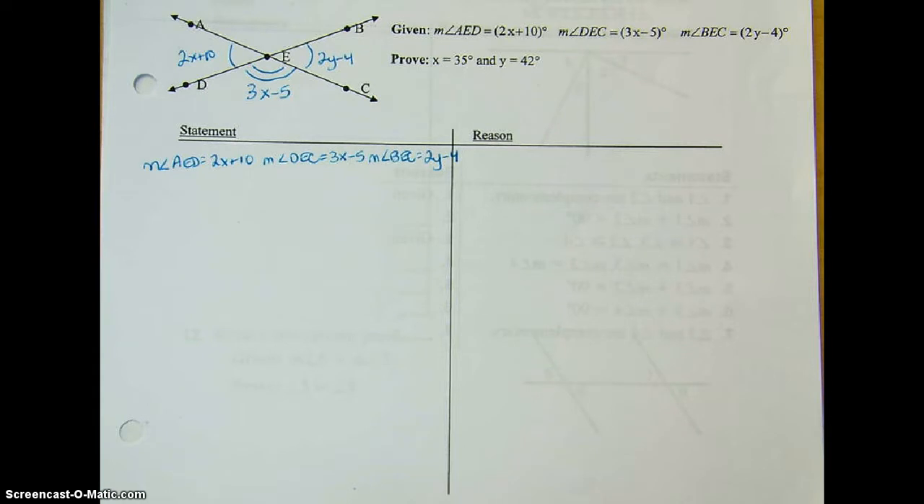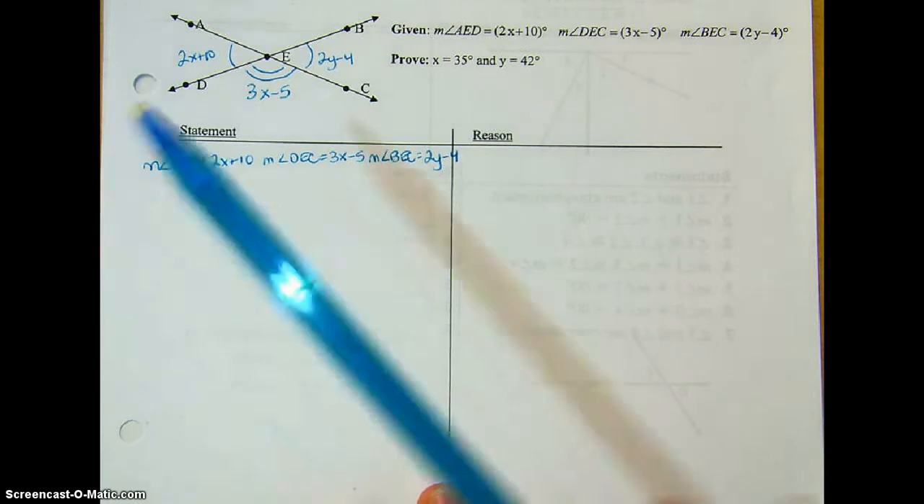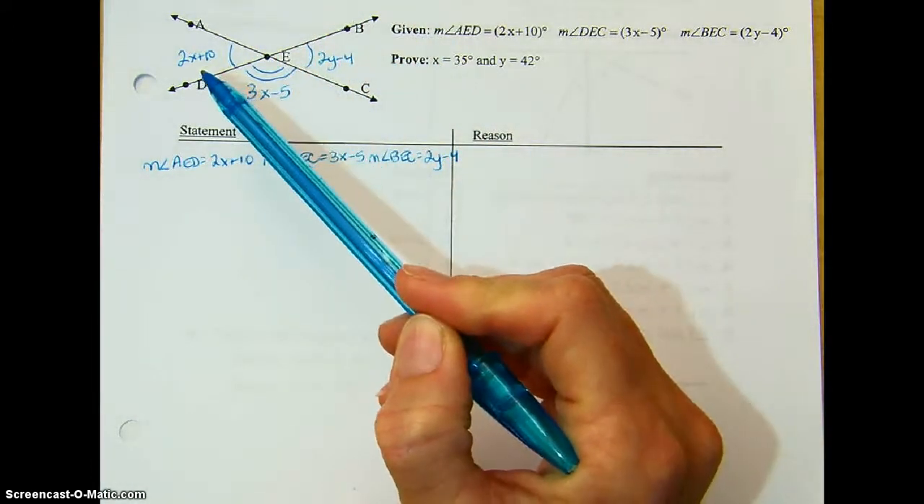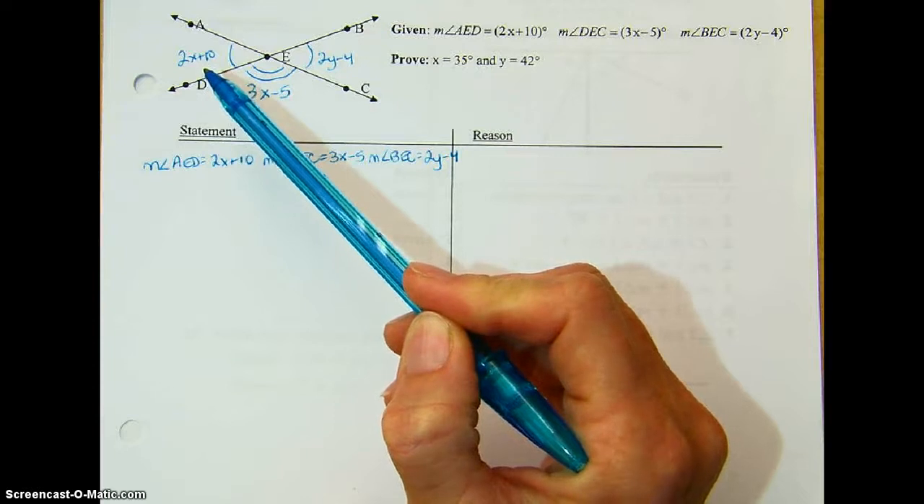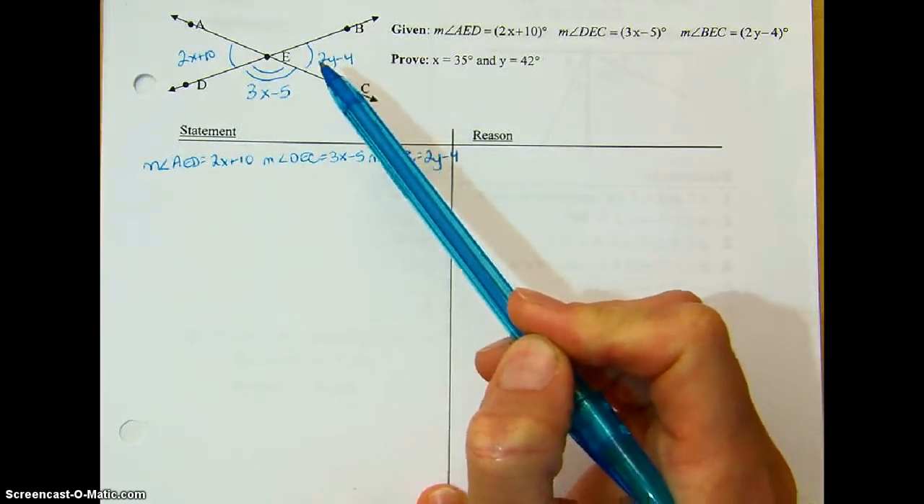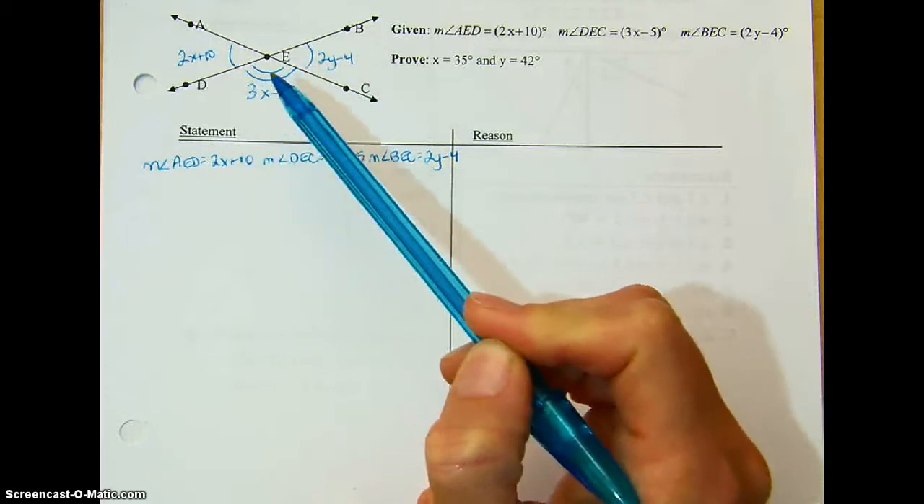Alright, so here's what we've been given. We've been given that measure of angle AED is 2x plus 10. So the first thing you're going to do is you're going to mark it, right? So we know that it's 2x plus 10. We also know the measure of angle BEC is 2y minus 4. So we know because they're vertical angles, we can mark them the same.